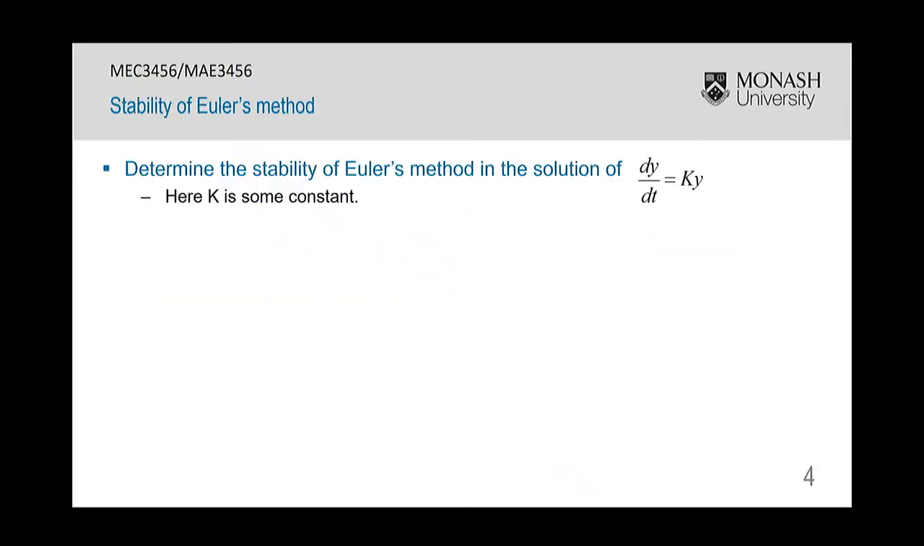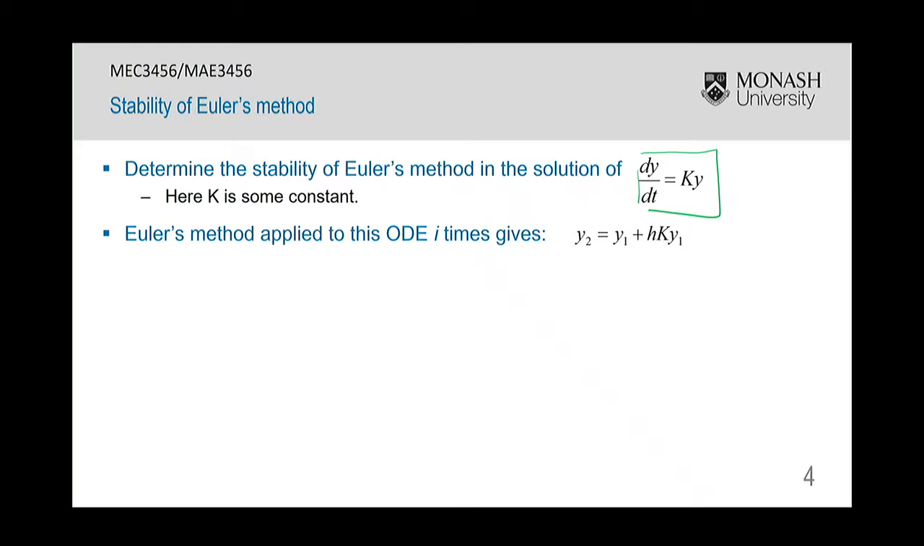Okay, let's go back and talk about stability. So we're going to look at the simplest possible example, and we're going to try and determine the stability of Euler's method in the solution of a very simple ODE, dy/dt is equal to ky, where k is some constant. So if we apply Euler's method to this ODE, we're going to do it i times, but let's just do it once to begin with. We can easily see that y2 is equal to y1 plus hk times y1, where h is the step size that we're going to take. We can see that here we have y1 twice, so let's pull that out and write that y2 is equal to (1 plus hk) y1.